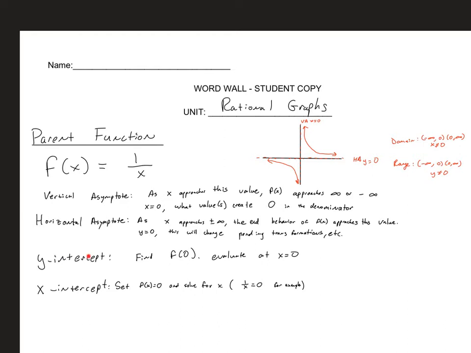So how do I find my y-intercept? I'll find it by plugging in 0 for x, so I'm evaluating the function at 0. And for my x-intercept, I'm going to set the whole thing equal to 0 and then solve. In this case, 1 over x equals 0. We'll see that a little bit later as we go.